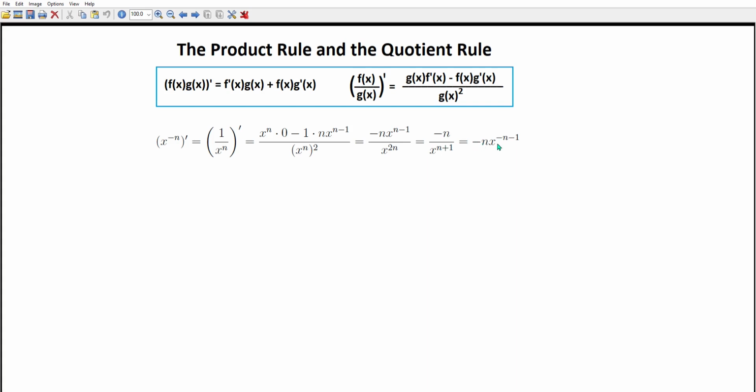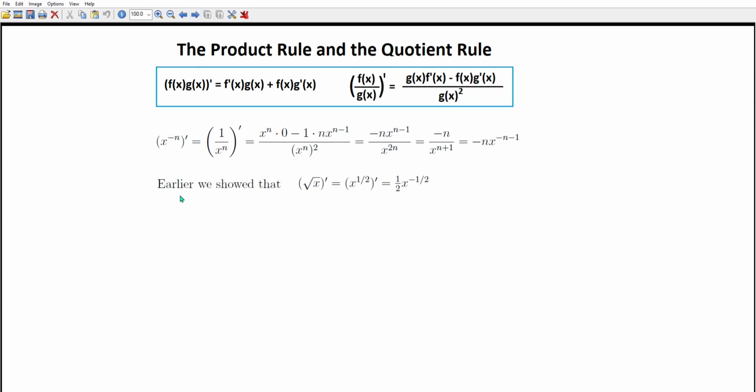And that's n times x to the minus n minus 1, which you'll notice is the exponent goes out in front, and the exponent in the derivative drops by 1. That's the power rule. It's just true for negative exponents as well.